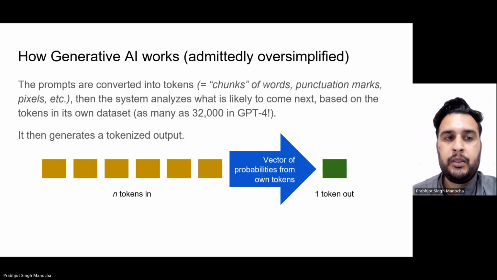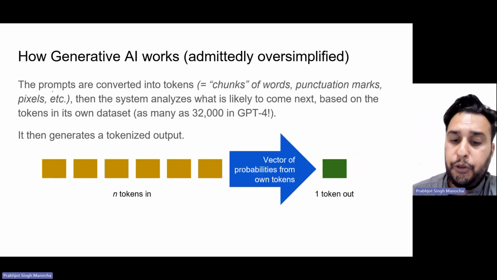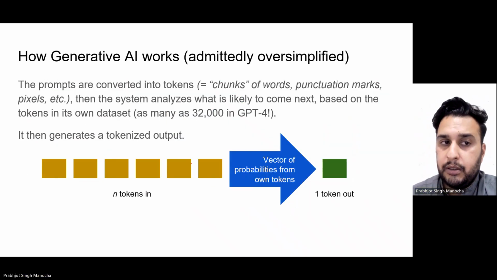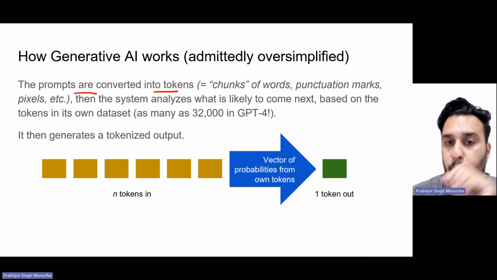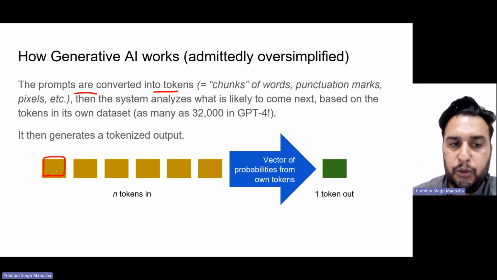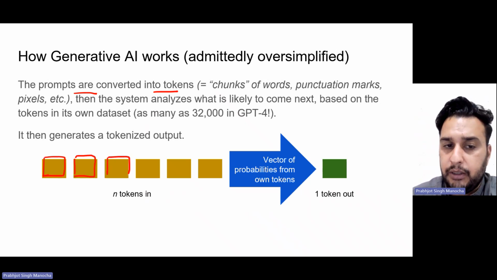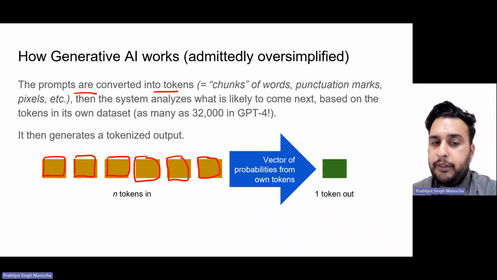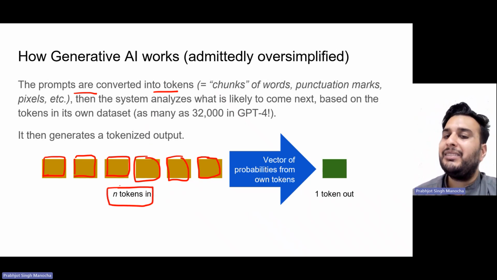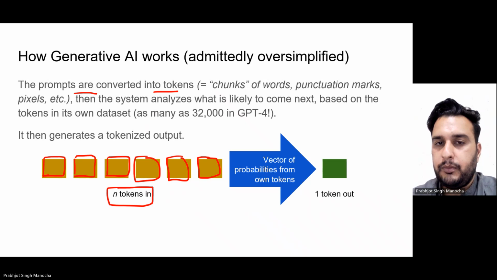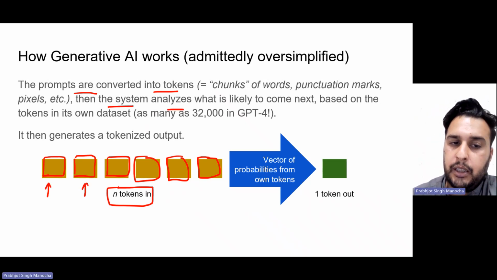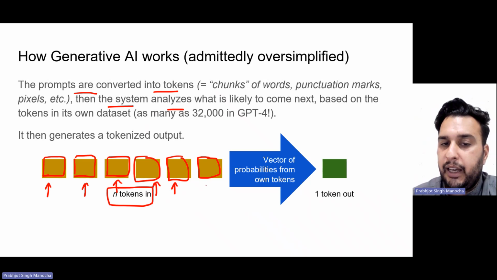So the prompt, whatever we are going to give, like I have given here, write a program code which will add two numbers, is then converted into tokens. As mentioned, it gets converted into small tokens of words. Whatever the number of words it defines, we are going to have that many tokens. Then the system is going to analyze each word that has been assigned as a token.